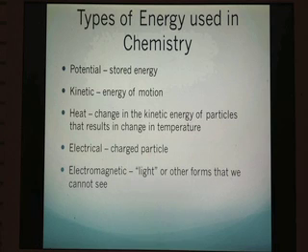Potential energy is energy that is stored. There's a lot of potential energy in chemical bonds. Kinetic energy is the energy of motion. Heat is the change in the kinetic energy of particles that results in a change in temperature. Electrical energy is from a charged particle, and electromagnetic energy can be in the form of light or other forms that we just cannot see that are energy in the electromagnetic spectrums, like X-rays or UV rays and so forth.